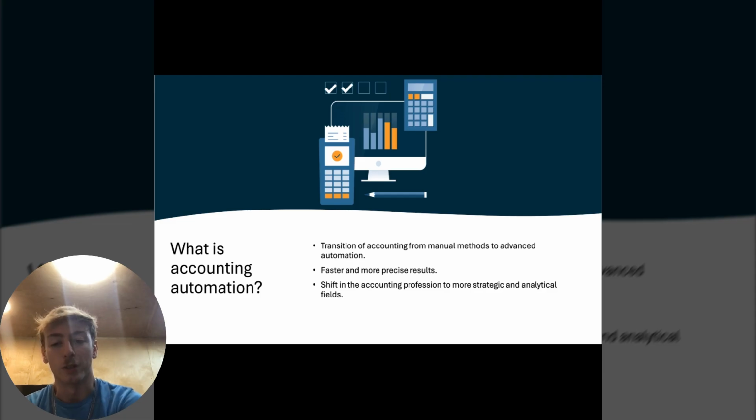So, what is accounting automation? It is a transition of accounting from manual methods to advanced automation. Previously in the accounting profession, a lot of the work that was done was manually entered, but now we have automation that's able to take these inputs and use software for us to be able to be in more analytical fields and aspects of our career and to get these manual tasks done by automation.